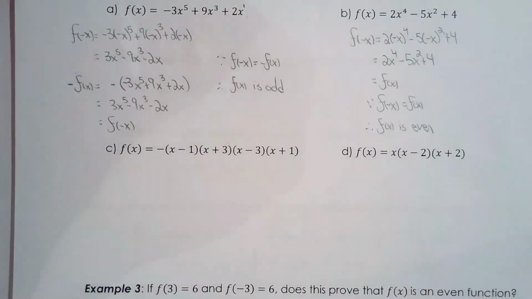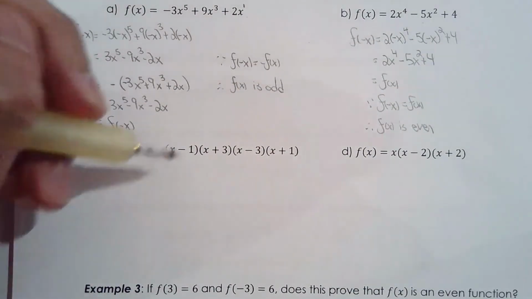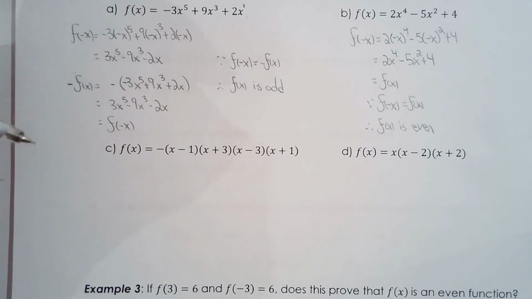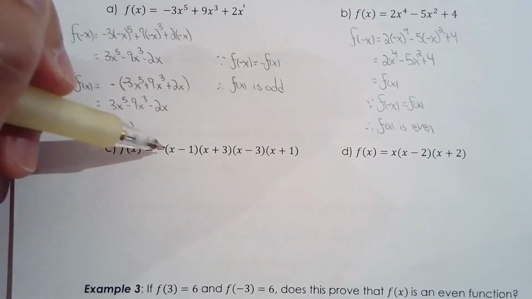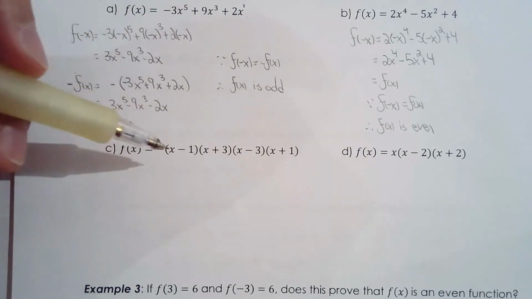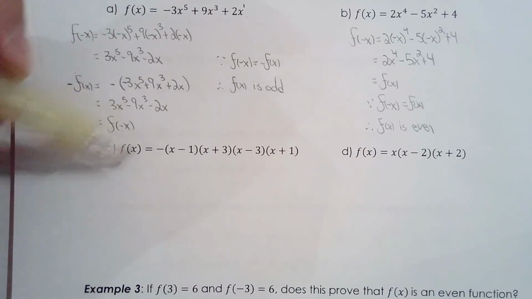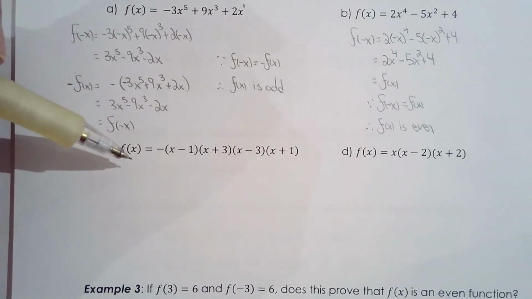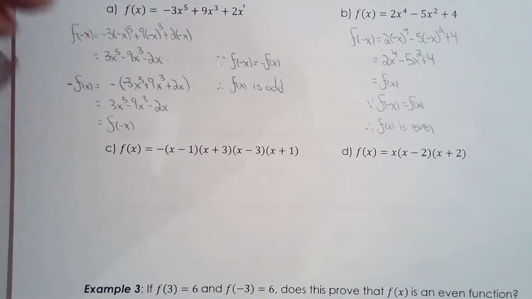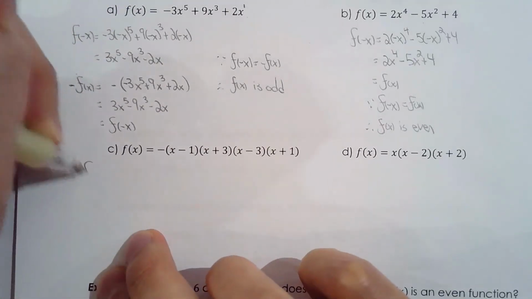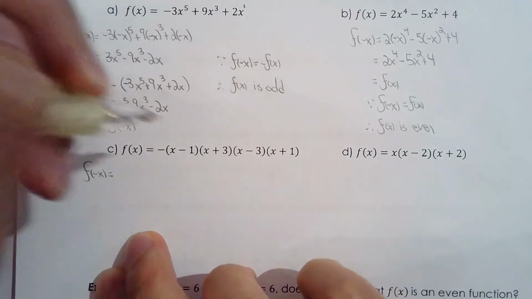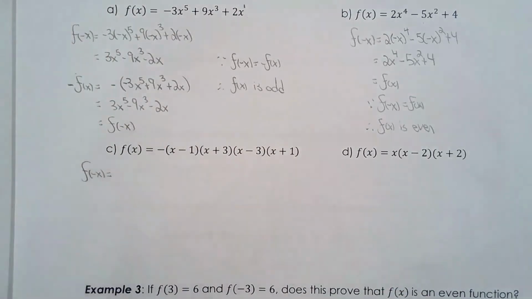Okay, so for C, we don't have it in standard form, we have it in factor form. I can tell you right off the bat that this is certainly not odd because it's a quartic, it's a degree of 4, and I'm looking at the zeros, there's symmetry in the zeros, so I can tell you it's even, but I still have to do the work. But it's really good to establish what it is first so you know where you're going.